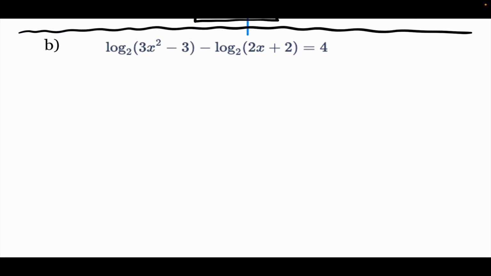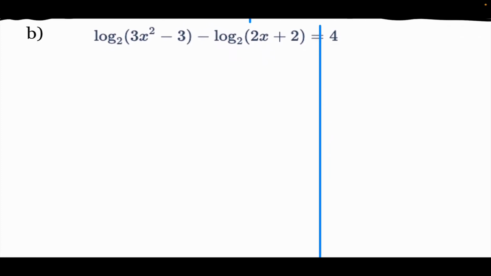Okay, going to draw my line down the equals. They both have the same log 2, log 2. So I know I can combine them. I know I can condense them. Question is how? How do I condense them?